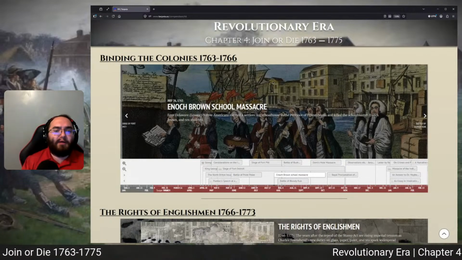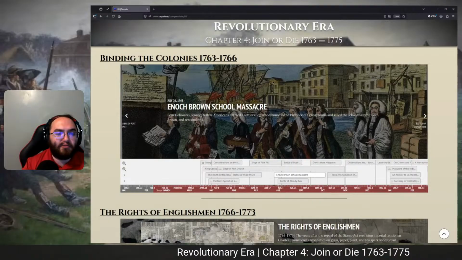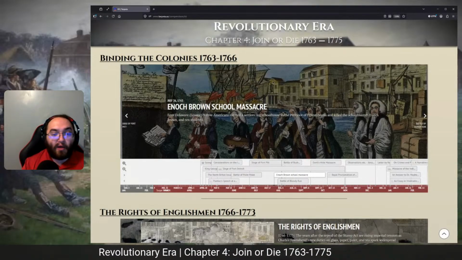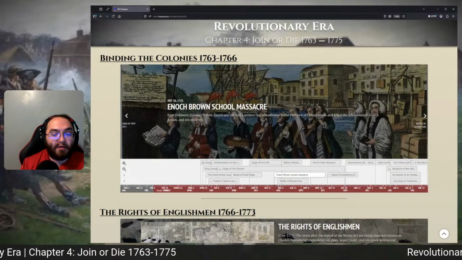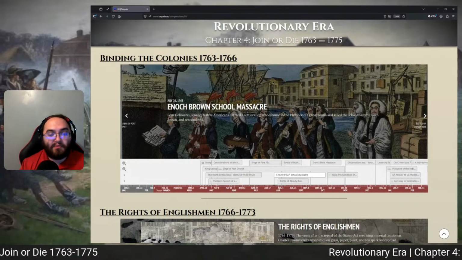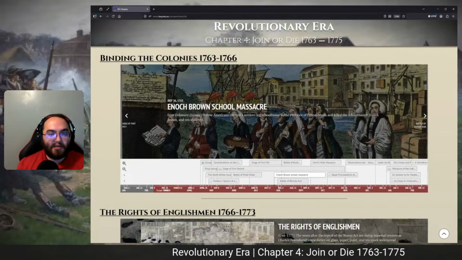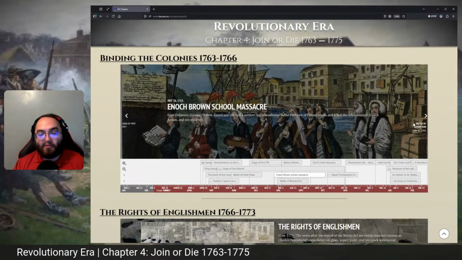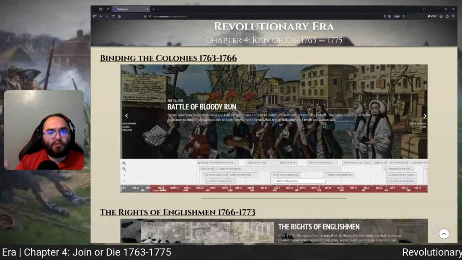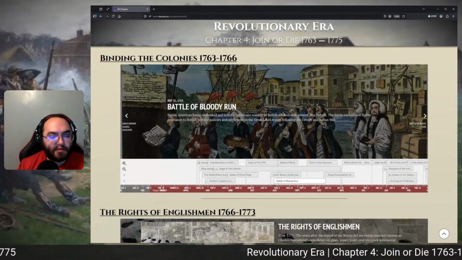They, during Pontiac's Rebellion, will go around killing Native Americans who had nothing to do with Pontiac's Rebellion, had nothing to do with the Enoch Brown School Massacre. And so that, yet again, continues the cycle of violence against non-combatants, against civilians, people who had nothing to do with the violence. And we're going to be including that in the timeline.